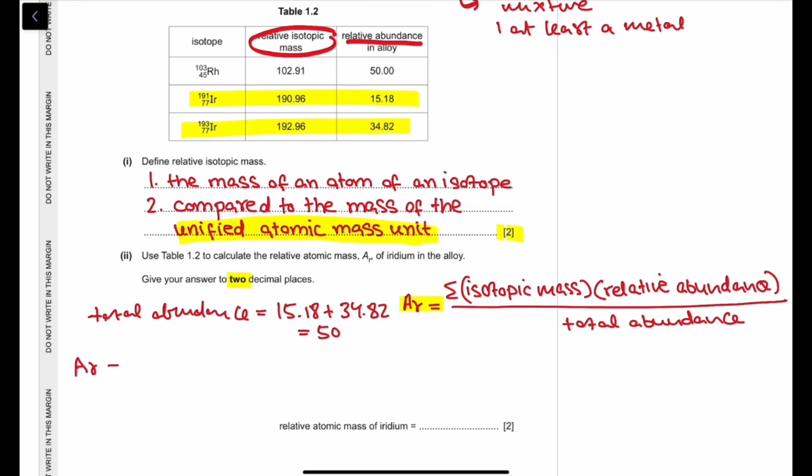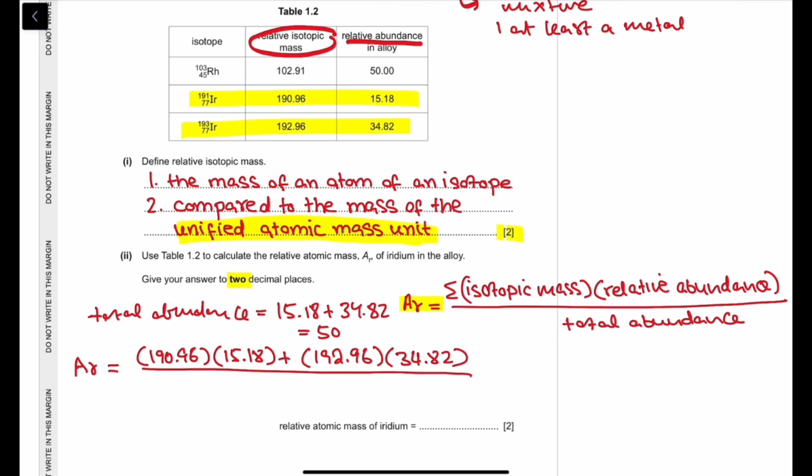Now our Ar is going to equal 190.96 times its relative abundance, 15.18, plus 192.96 times its relative abundance, which is 34.82, all over 50. This will give us an answer of 192.35 to 2 decimal places.